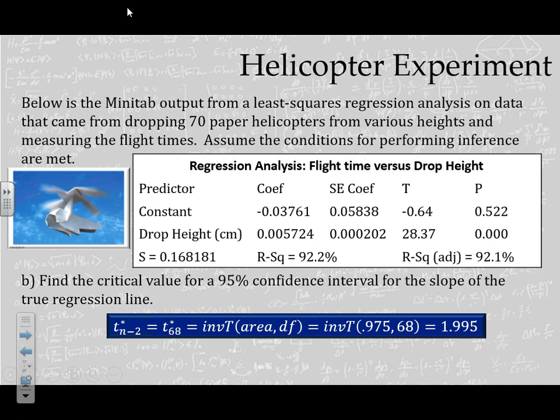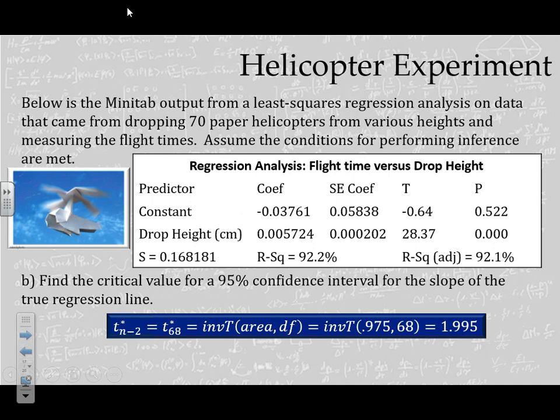Now notice, my first value is the area I'm concerned with. Remember, 95% is the middle of my distribution, so I need to add in an extra 2.5% for one of my tails. So when you're doing your inverse function, remember you're plugging in area, not confidence level. So 0.975, comma 68.